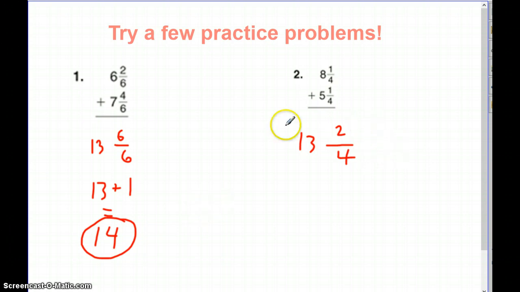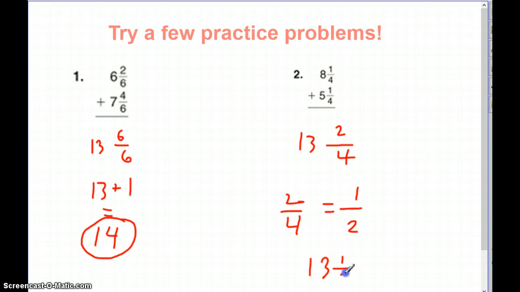Good job. This next one over here, when you added the fractions, you got 2/4. When you added the whole numbers, you got 13. And then again, we want to divide 2/4 by the GCF, which is 2. When we simplify, we have 1/2. So our answer is 13 and 1/2.